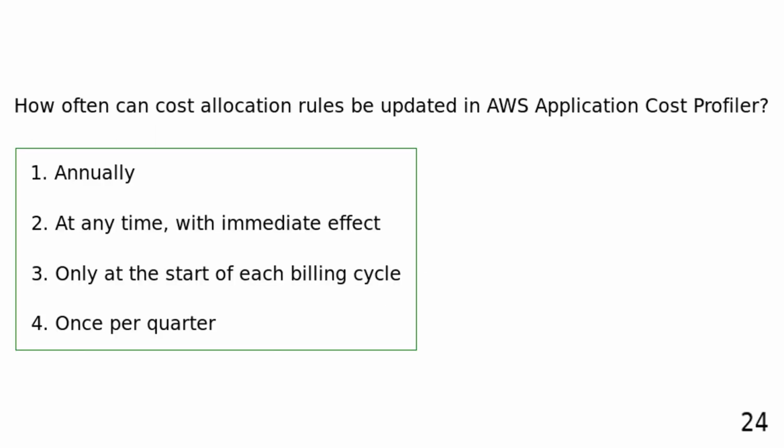How often can cost allocation rules be updated in AWS Application Cost Profiler? Annually. At any time, with immediate effect. Only at the start of each billing cycle. Once per quarter.